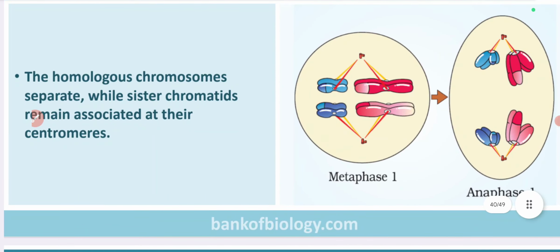Next is anaphase. In anaphase, the homologous chromosomes separate while sister chromatids remain associated at their centromeres. You can see metaphase, anaphase.